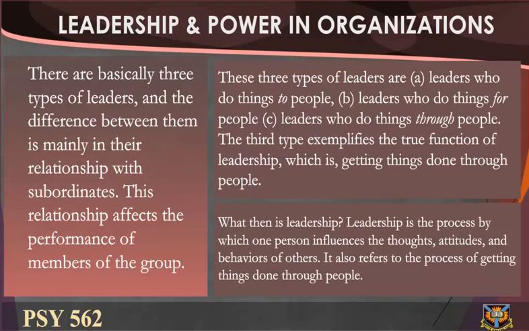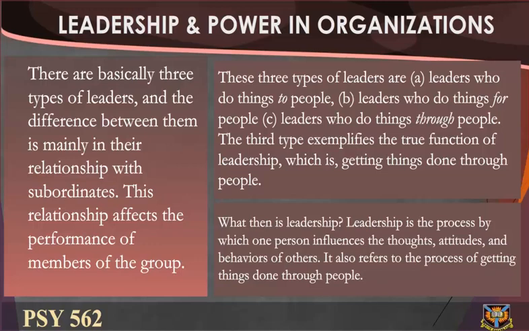There are basically 3 types of leaders, and the difference between them is mainly in their relationship with subordinates. This relationship affects the performance of members of the group. These 3 types of leaders are: A. Leaders who do things through people, B. Leaders who do things for people, C. Leaders who do things through people. The third type exemplifies the true function of leadership, which is getting things done through people.